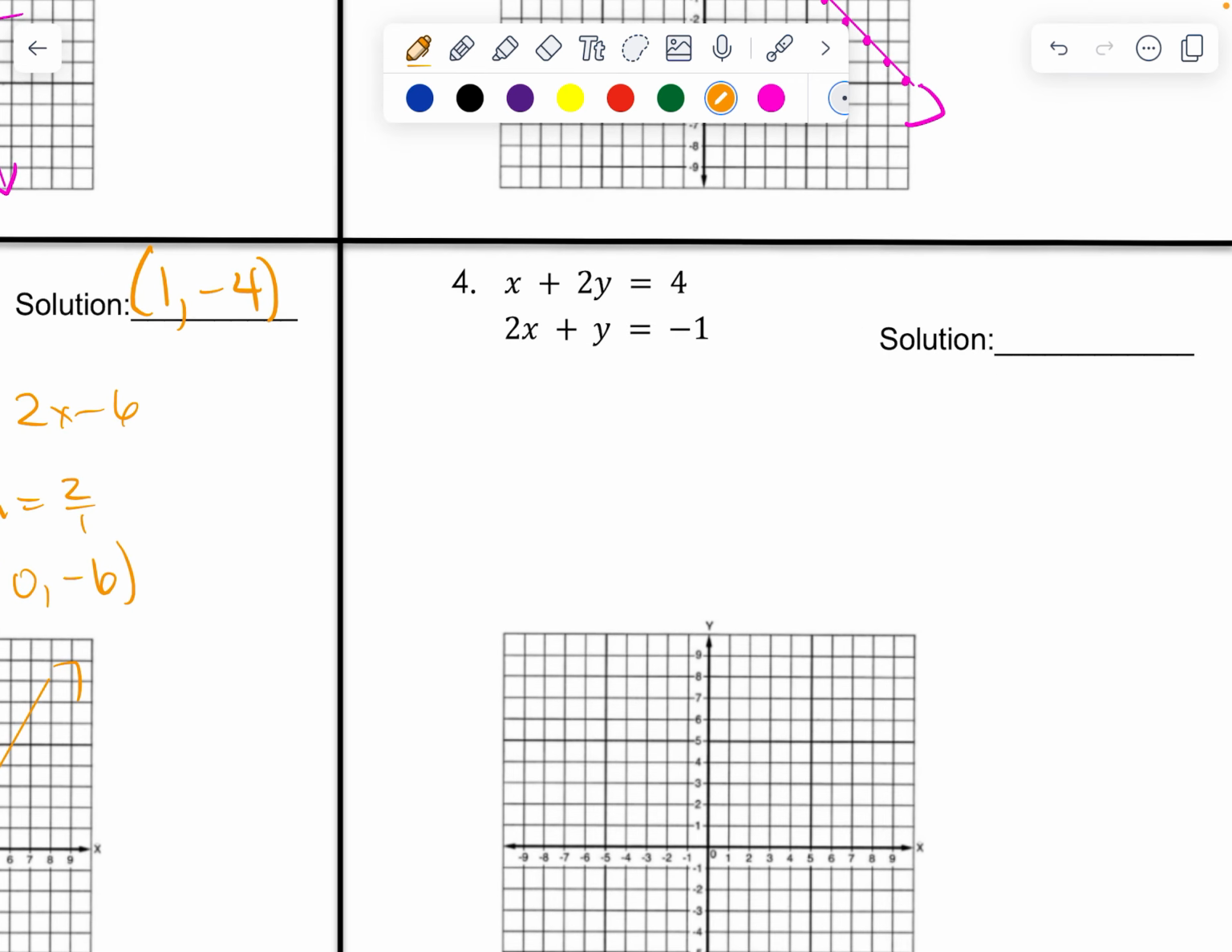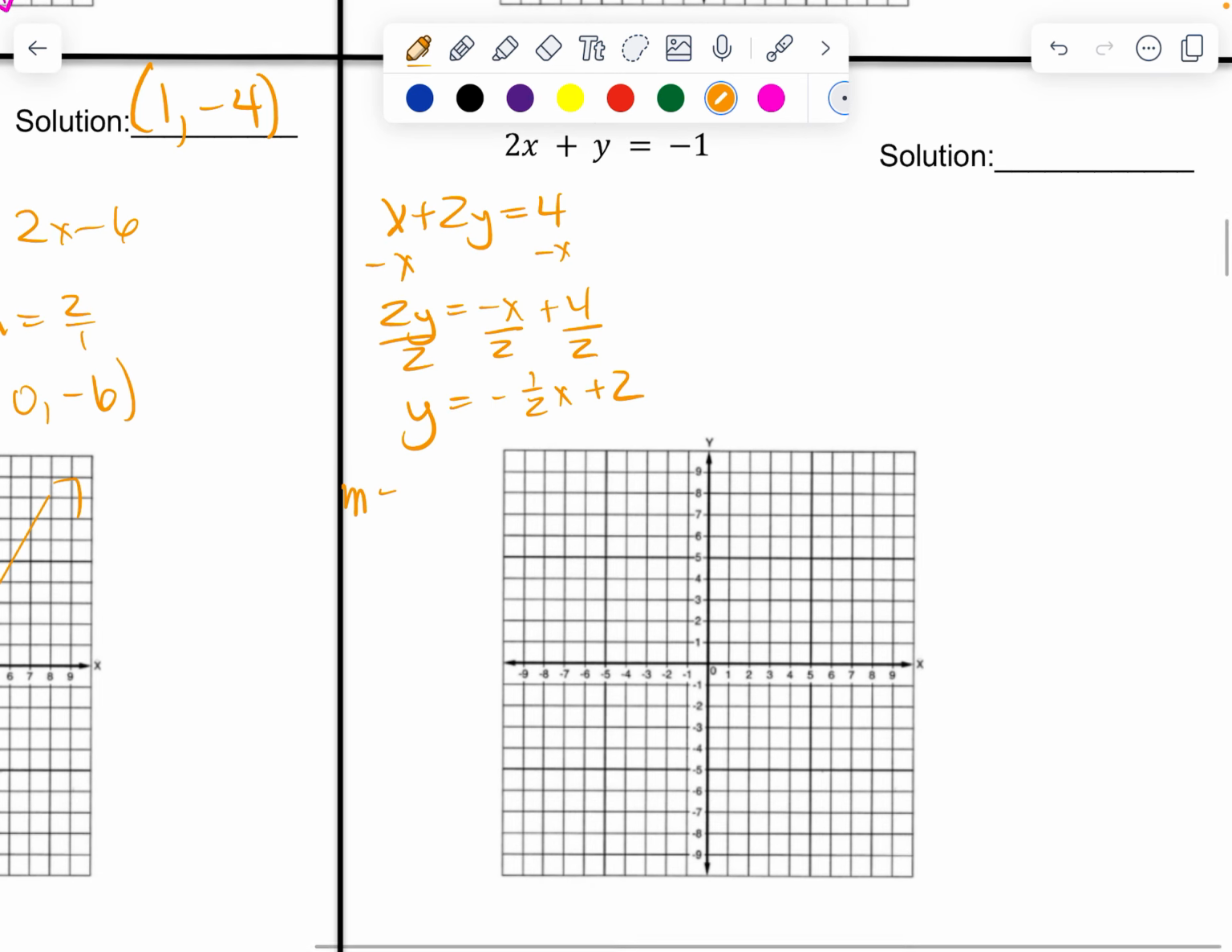Over here, the first equation is not solved for y. So I have to subtract x from both sides. Get 2y equals -x plus 4. Divide by 2. Get y equals -1/2 x plus 2.